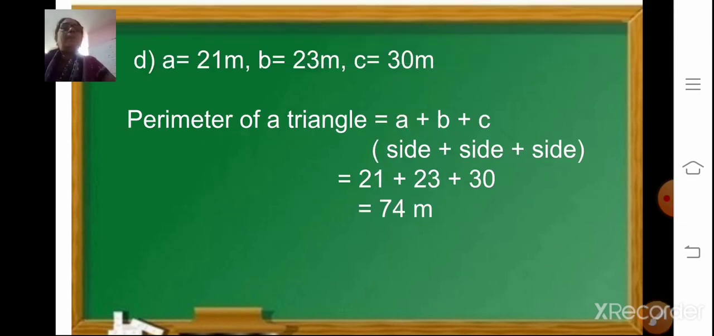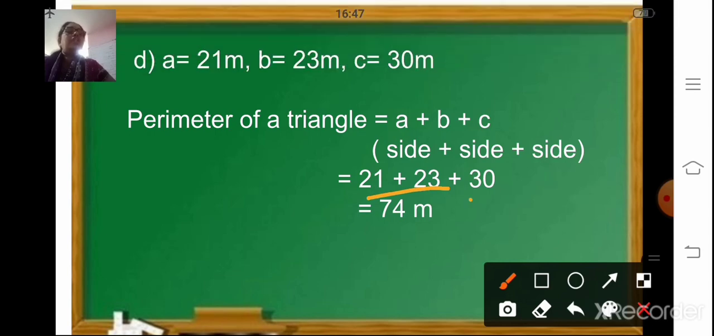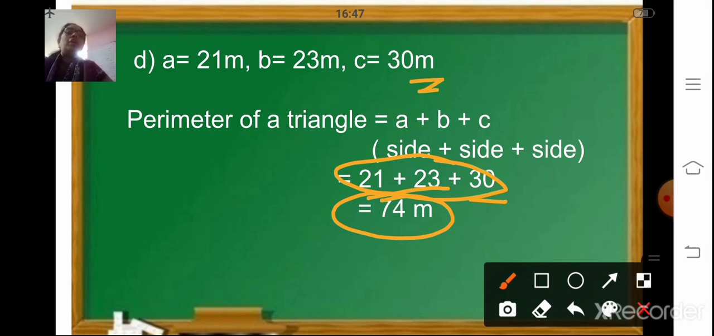Yes, now to find the perimeter of a triangle whose dimensions are, side A is 21 centimeter, side B is 23 centimeter and side C is 30 centimeter. Now when you add all the three sides, the perimeter of the triangle is 74 meter. Now here the unit is meter. So in the answer also we will write the unit as 74 meter.